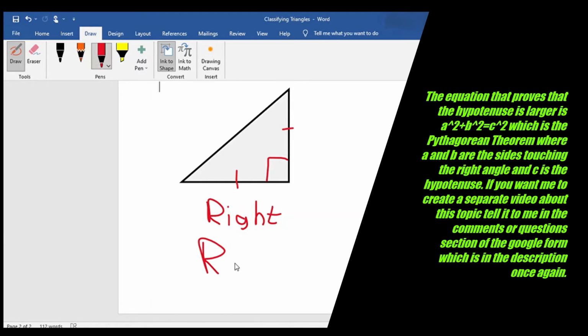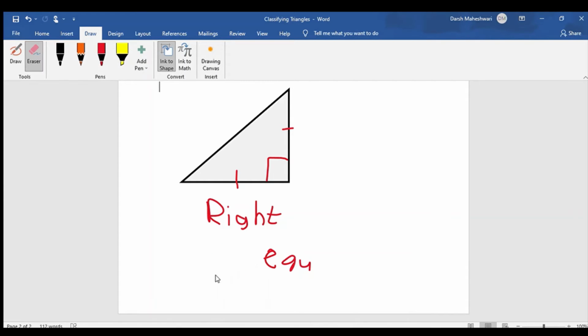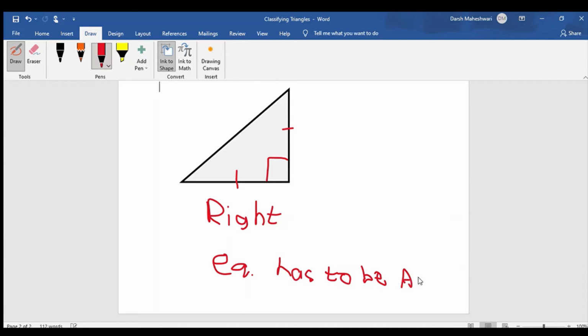A right triangle can never be equilateral. Well, actually, the better rule is not that right can't be equilateral, but equilateral has to be acute. Okay? And I'll even provide you the reasoning behind this.